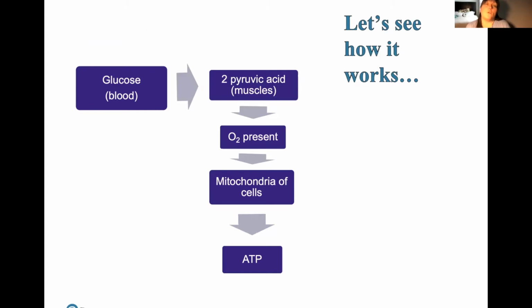So here we go. We've got 1 unit of glucose, which is in your blood. The glucose is the sugar, but it's moving around in your blood. It goes to your muscles where it has the 2-pyruvic acid. We have oxygen present, so that means this is aerobic respiration. And then it goes to the mitochondria of the cells where it creates some energy. So in aerobic respiration, 1 unit of glucose will make 36 ATP.